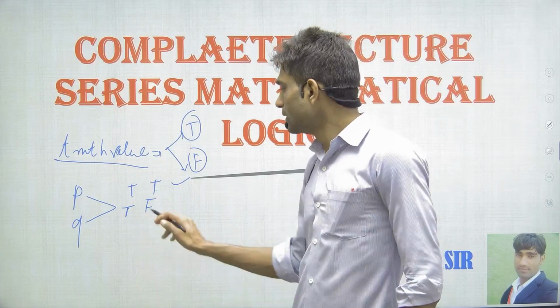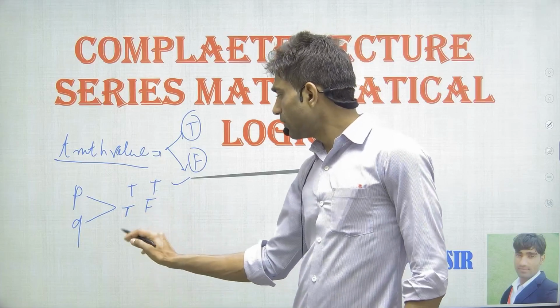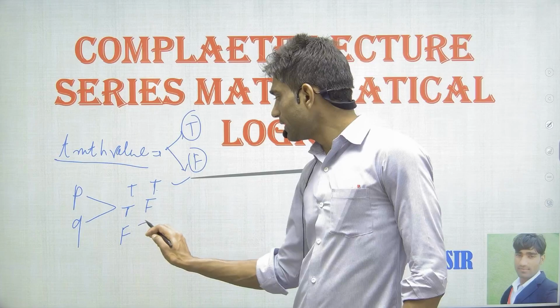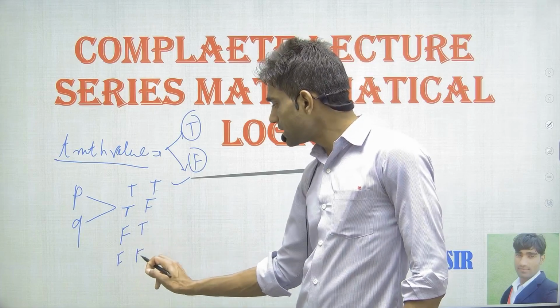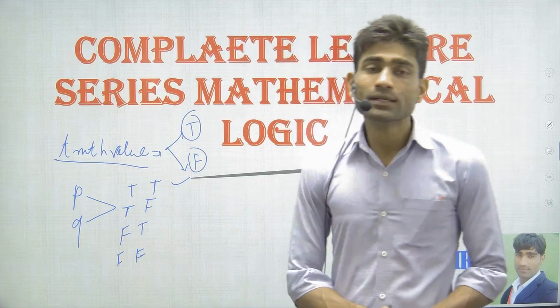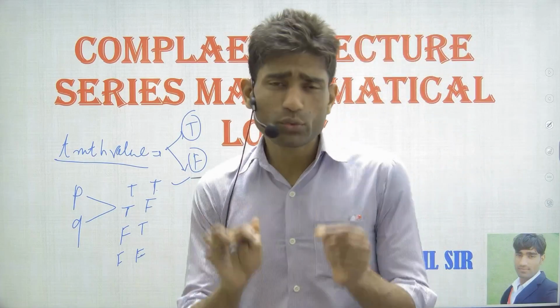First statement true, second statement false. Third, first statement false, second statement true. Okay, and fourth, first statement false as well as second statement false. Okay, these are the truth values for two different statements.